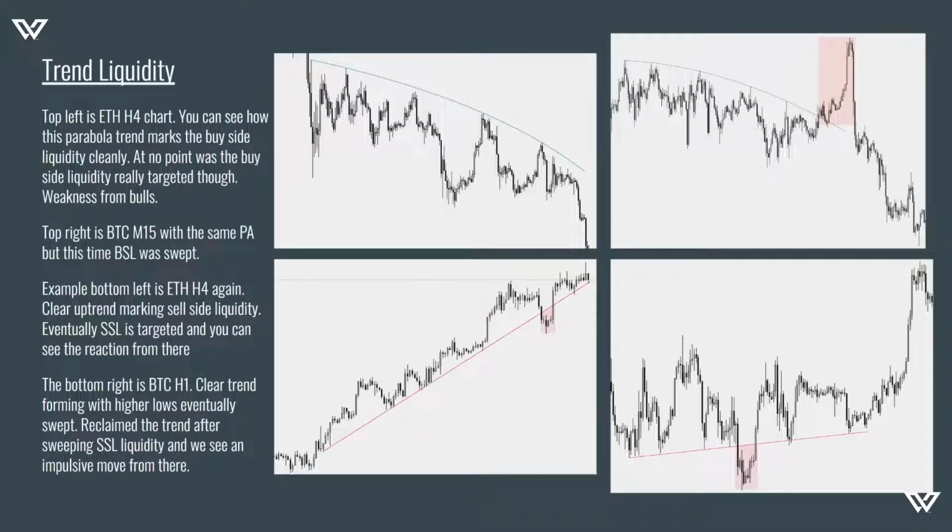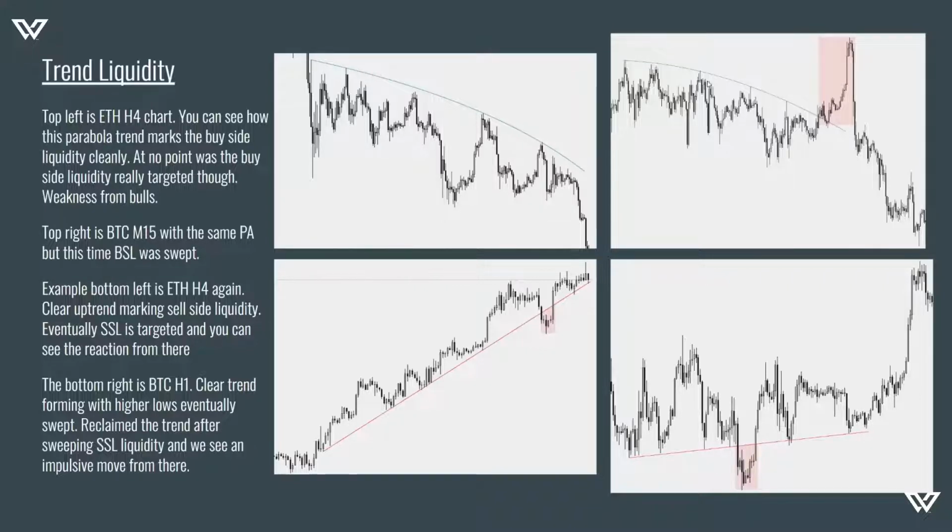So a few examples here of trend line liquidity. So top left is ETH H4 chart, and you can see how this parabola is creating a lot of buy side liquidity. None of these highs are really being retested or taken out at all in this trend. There's no attempt for bulls to take some shorts out before selling off to the downside, or even push higher than this range we're in here. So at no point was the buy side liquidity really targeted, so it's showing weakness from bulls.